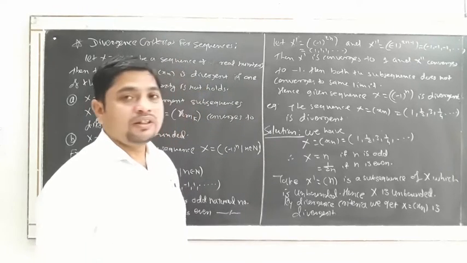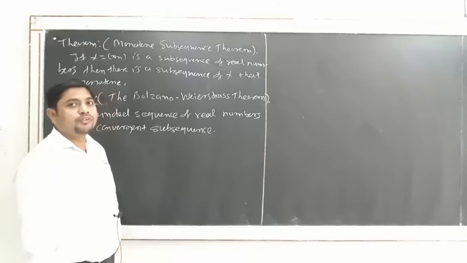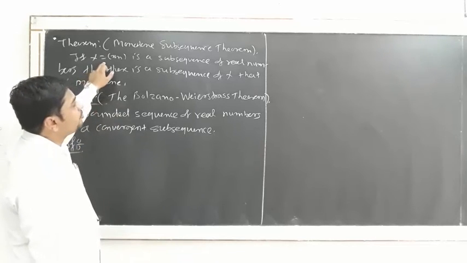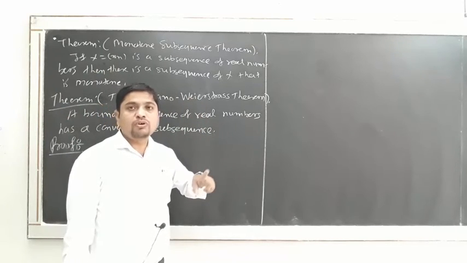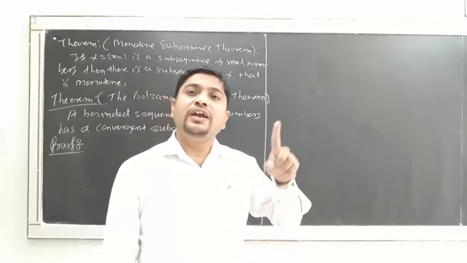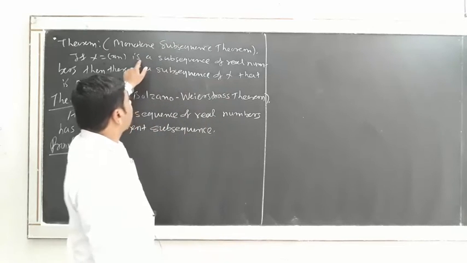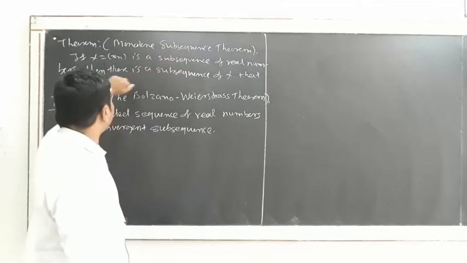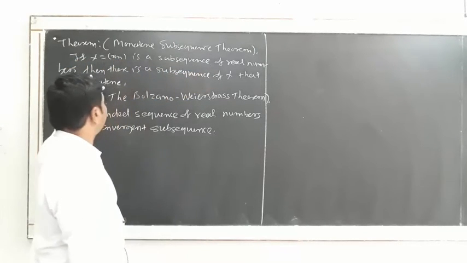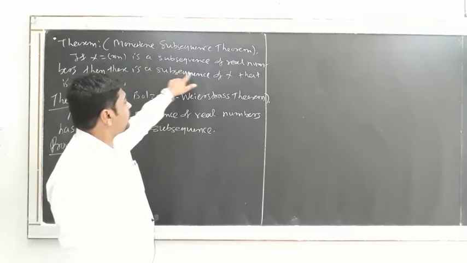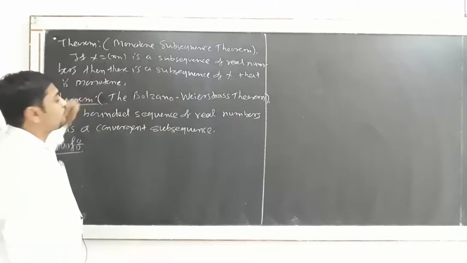Now we prove some theorems on this topic. Our first theorem is the monotone subsequence theorem. Before this we discussed the monotone convergence theorem: if the sequence is monotone and bounded, then the sequence is convergent. Already we discussed this. Now, what is the monotone subsequence theorem? If x is equal to (xn) is a sequence of real numbers, then there is a subsequence of x that is monotone.